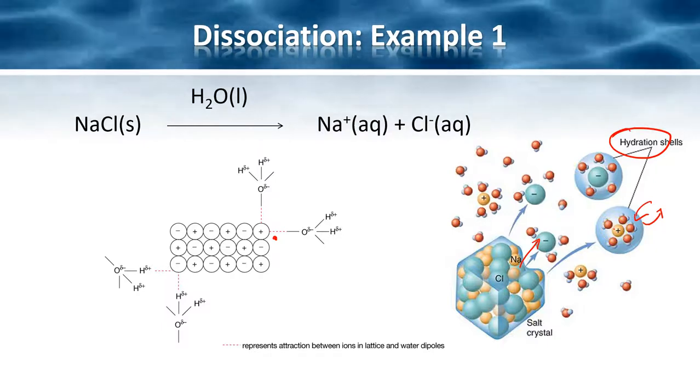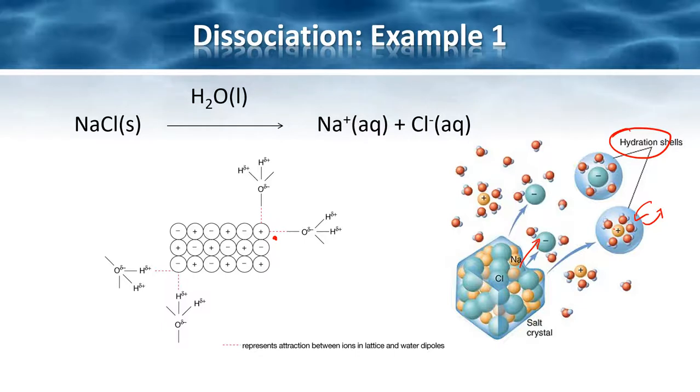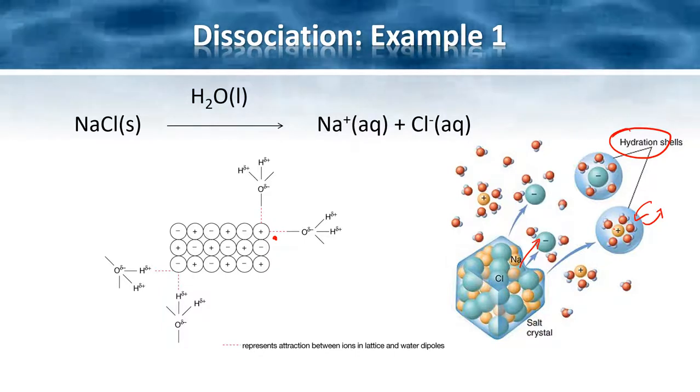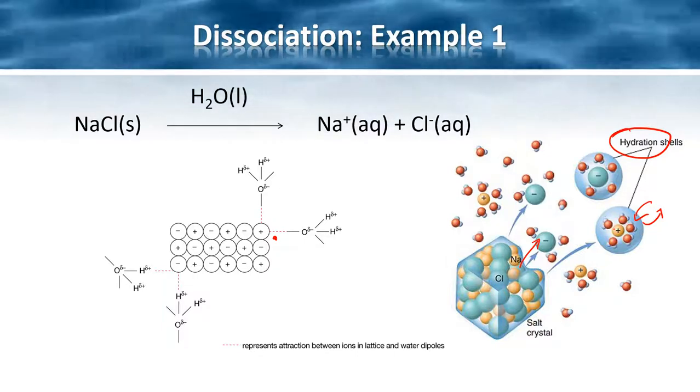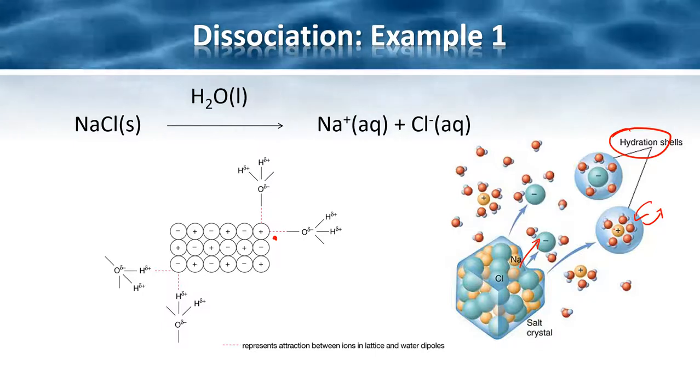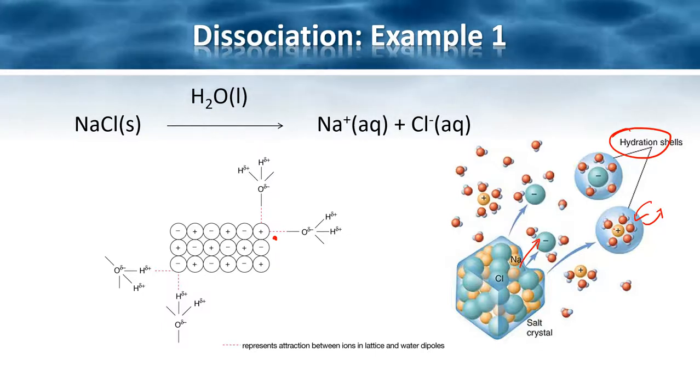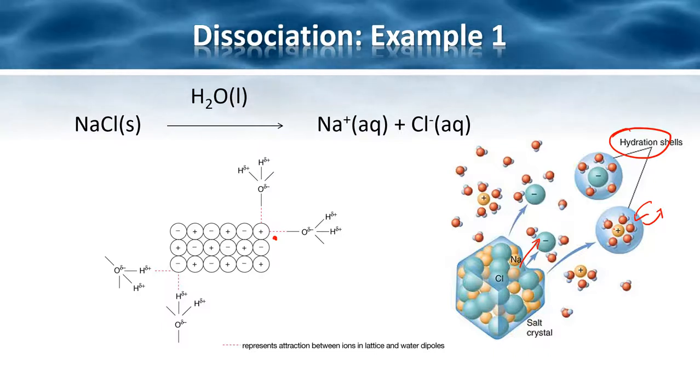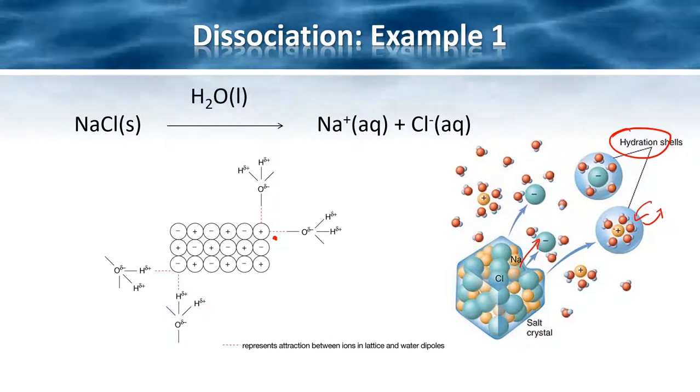Normally we wouldn't see ions on their own having such formal charges. They would want to come together, positive and negative would attract due to that electrostatic attraction and form an ionic compound. But in this case, the water molecules wrap around those ions and stop them from sticking together.